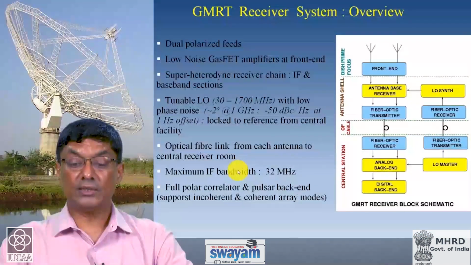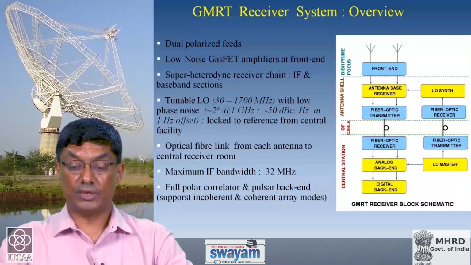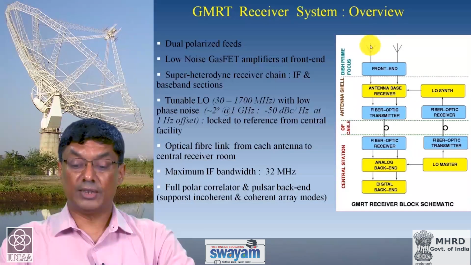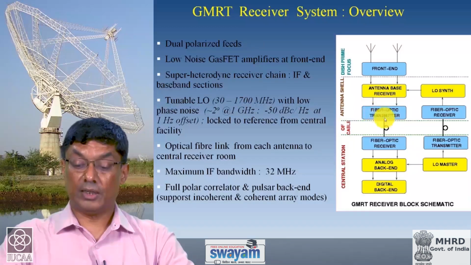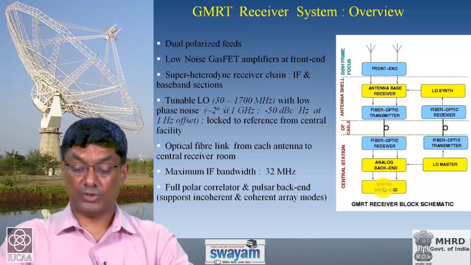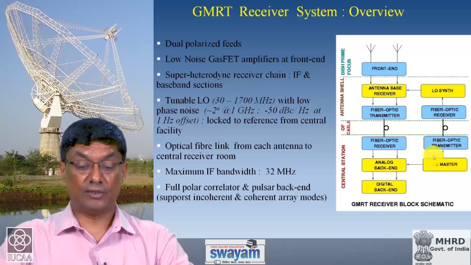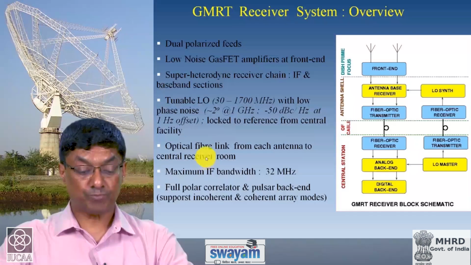So, this is just a very simple block diagram flow chart of the receiver system, starting from the feed element at the antenna focus to the front end electronics at the focus, to the antenna base receiver system, the fiber optical transmitter and the transmission on optical fiber, to the central station, where it is received, and an analog processing chain and a digital processing chain, all with their proper control for setting the frequencies and selecting the frequencies correctly, and so on.